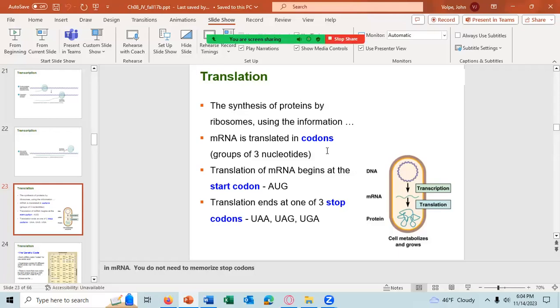But the process begins when the ribosome binds to the messenger RNA. And then the ribosome moves down the messenger RNA in groups of 3 nucleotides that we call codons. And then the tRNA reads the messenger RNA in a group of 3 nucleotides, which is the codon. So the messenger RNA is translated into codons, and you need 3 nucleotides to code for 1 amino acid.